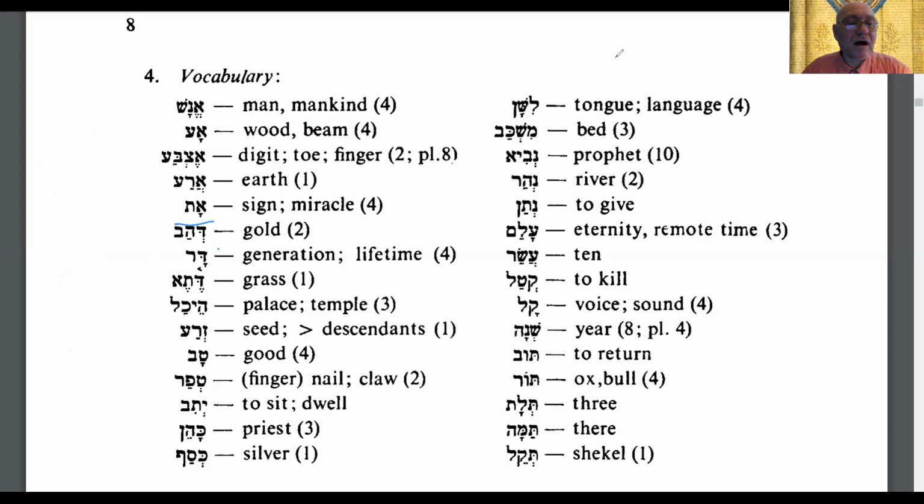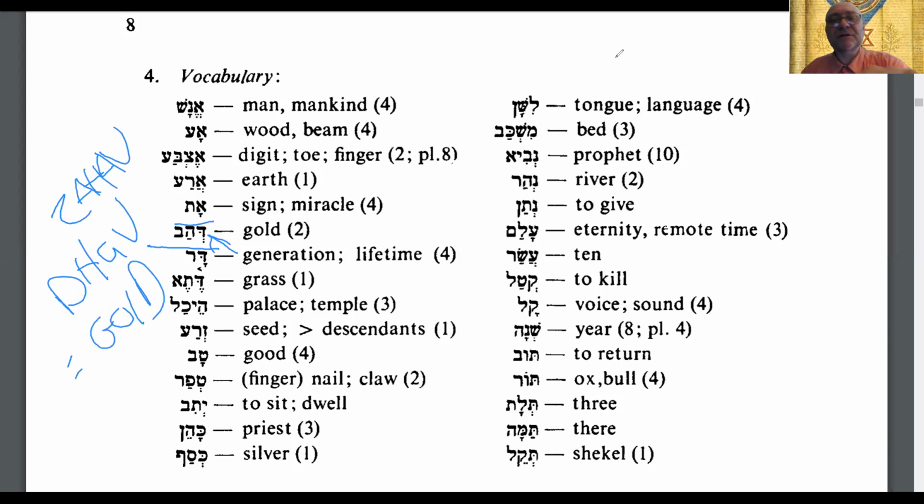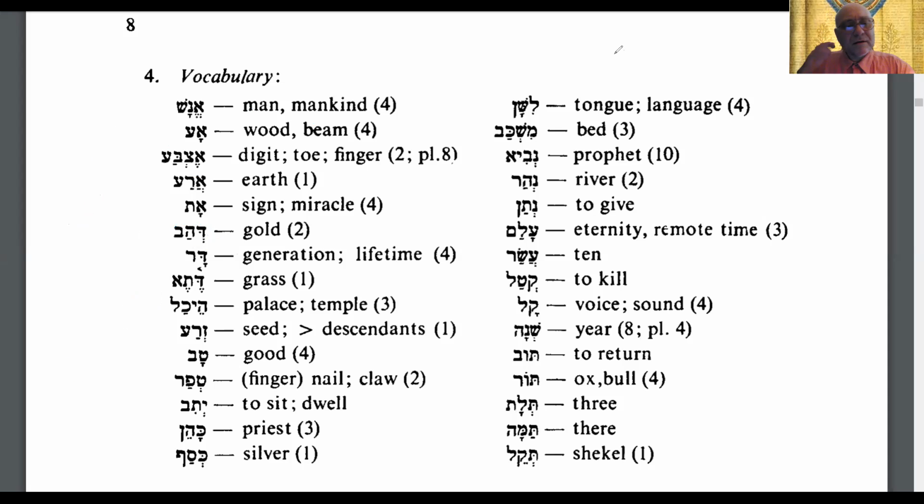Look at that, dahav. Well, in Hebrew, it's zahav for gold. But in Aramaic, it becomes dahav, equals gold. Interesting. All right. Dar, generation, lifetime.